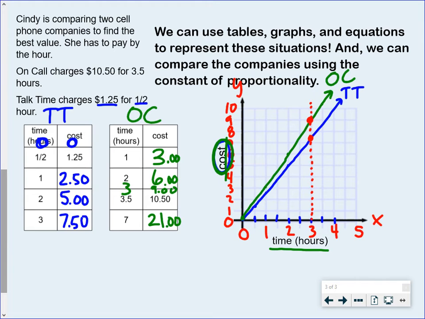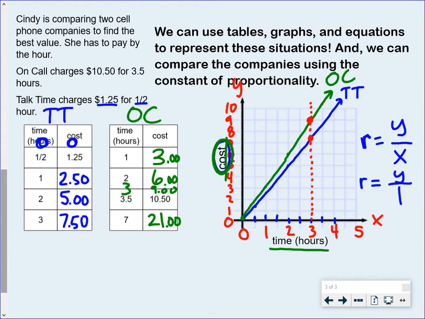Let's talk about finding the constant of proportionality from this graph and then how we could find it from the table. So the constant of proportionality is found by doing y divided by x. R is what represents the rate or the constant. There's a couple ways to look at it. We know that the rate is where x is equal to 1.